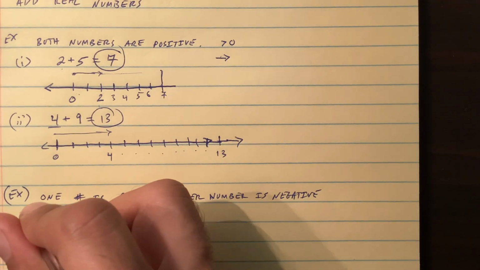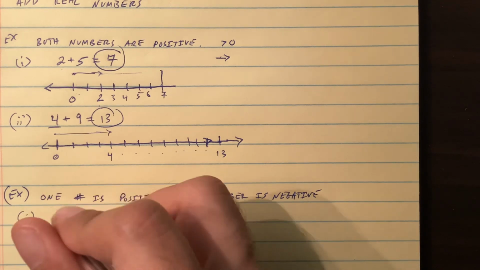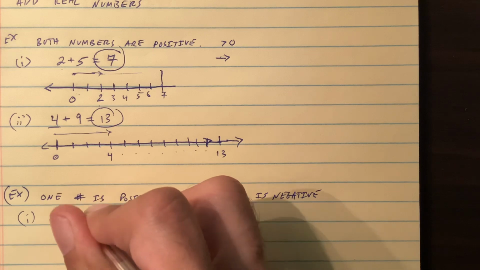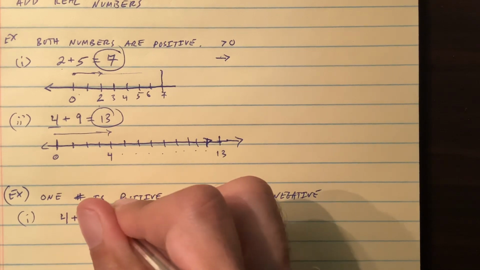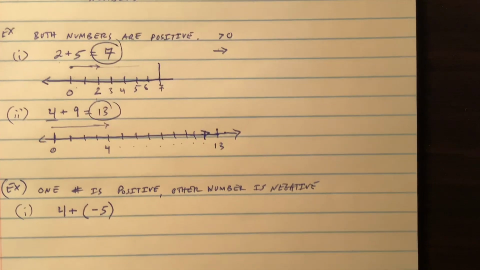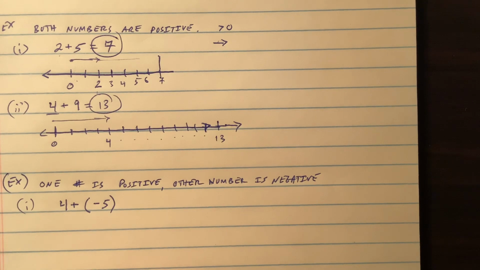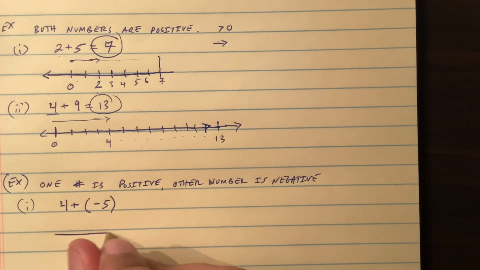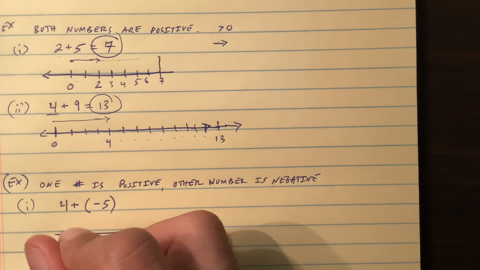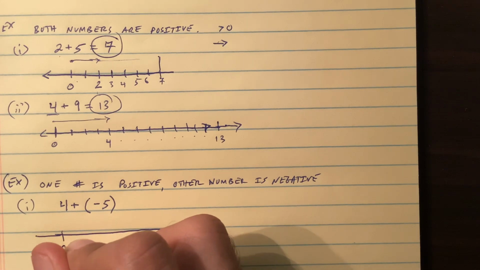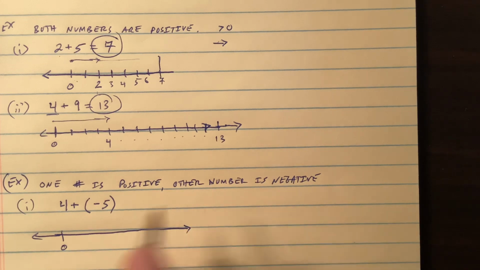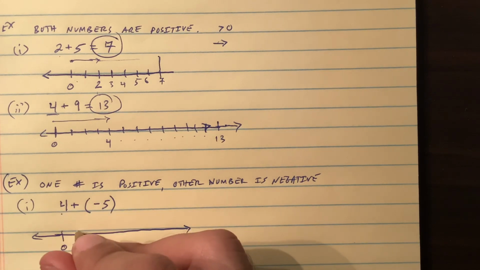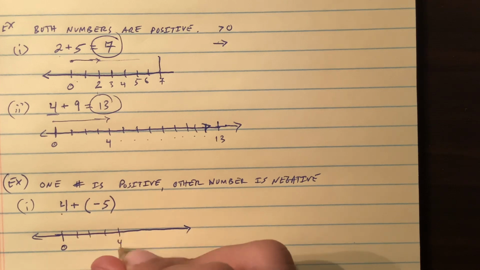All right, and we'll do a couple of examples. So our first example, let's say we have 4 plus negative 5. So 4 plus negative 5, all we're going to do is we'll make our number line again. Start with 0. And our first number is positive, so just like before, we're going to go to the right by 4. 1 2 3 4.